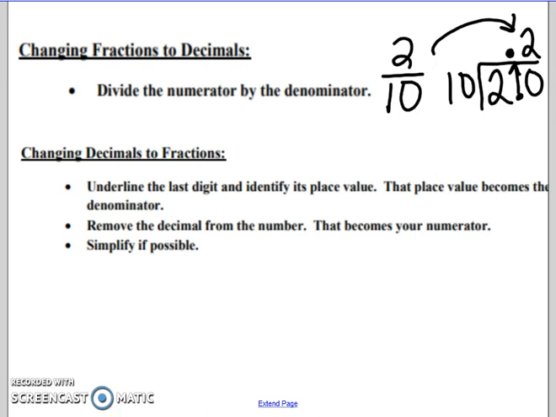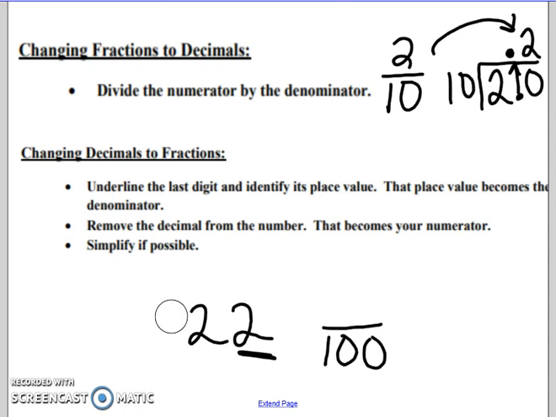we'll go on. Okay, so changing decimals to fractions. So if we have the decimal, okay, underline the last digit. Actually, let's do this one. Underline the last digit. So this is the last digit. Identify its place value. What place value is the second 2 in? It's in the hundredth place value. Okay, that now becomes the denominator. Remove the decimal from the number, and that becomes your numerator.